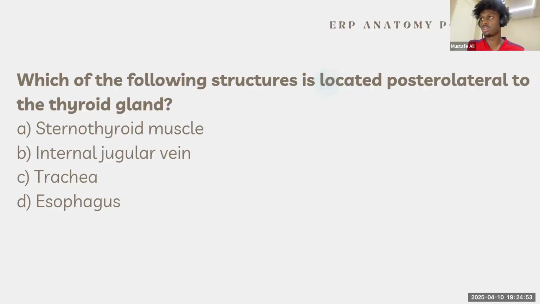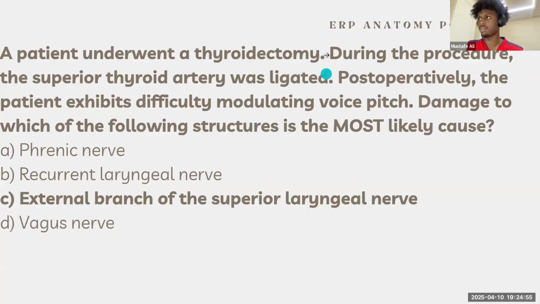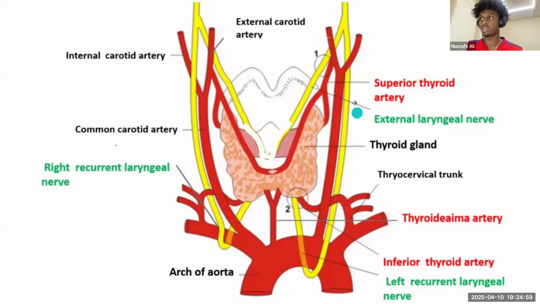The main symptom is that the patient would have difficulty modulating his voice pitch. The reason for this is because the external laryngeal nerve is responsible for supplying one muscle, and this muscle is called the cricothyroid muscle. And injury to it would lead to difficulty modulating your voice pitch. Now, that's why if there were to be a ligation of the superior thyroid artery, it should be done closer to the gland in order to prevent damaging the external laryngeal nerve. Okay.